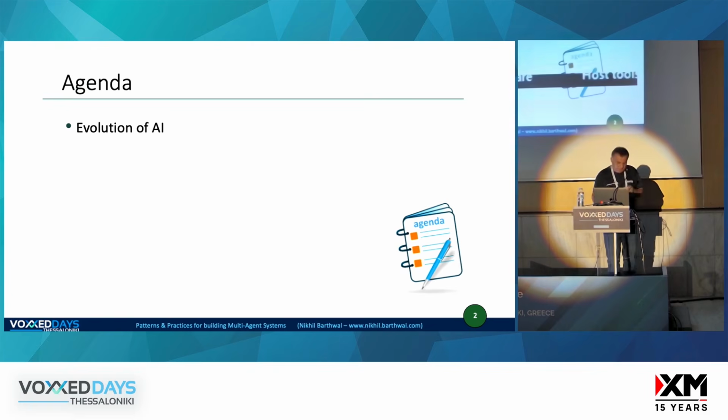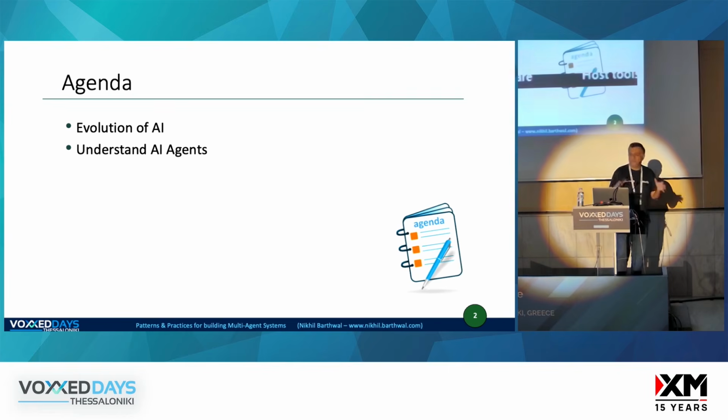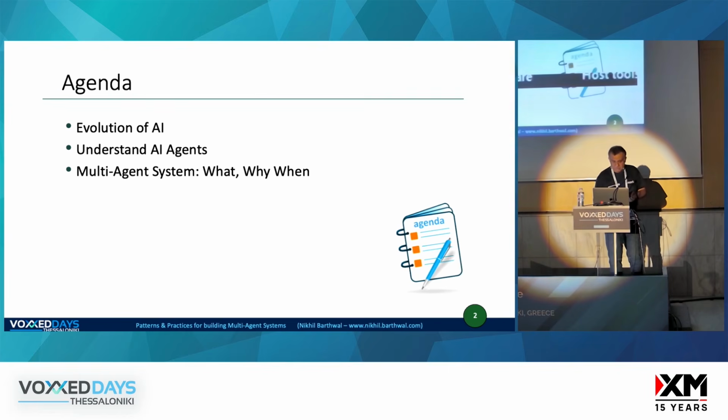But the way I have structured this talk is that we'll start with the evolution of AI because we want to understand how we got to this point of AI agents and what is beyond. Then, before we even talk about multi-agent systems, we want to talk about what an agent is and how it is different from other programs. Then we go into multi-agent systems. We understand what they are, why, when, and how to use them, etc.